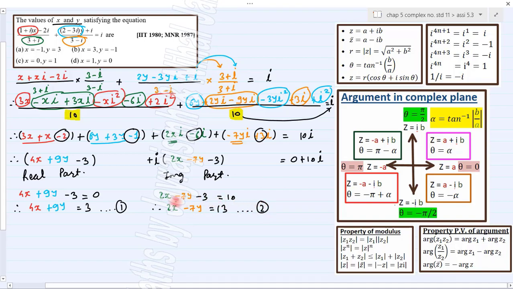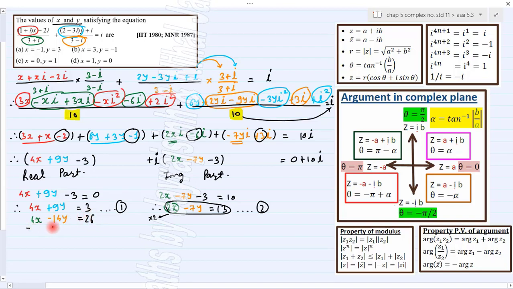Now, to solve these two equations, we have to multiply 2 with the second equation and subtract it from the first equation. So we will get 2x, 2 twos are 4x. Similarly, minus 7y into 2 will give us minus 14y, and 13, 2 sixes are 26. Now let's change the sign. So your 4x will cancel out, 9y plus 14y is 23y, and 3 minus 26 will give us minus 23. So your y must be minus 1.